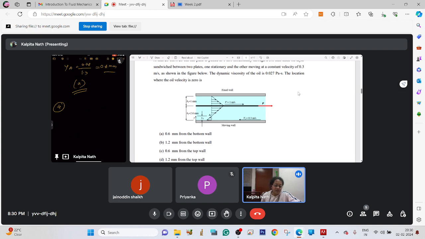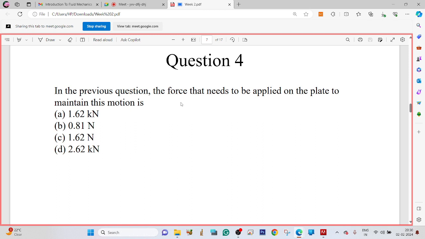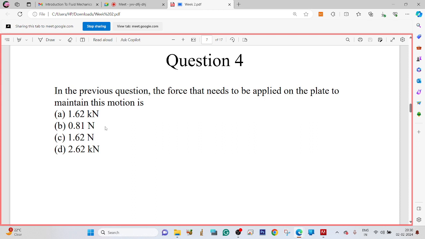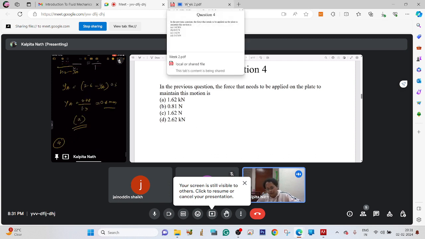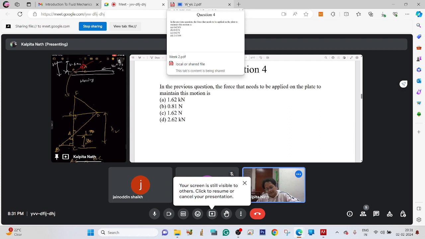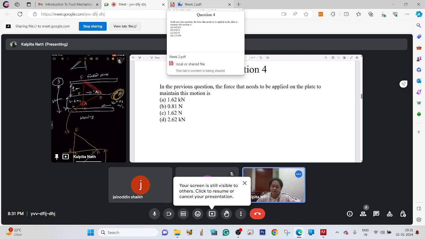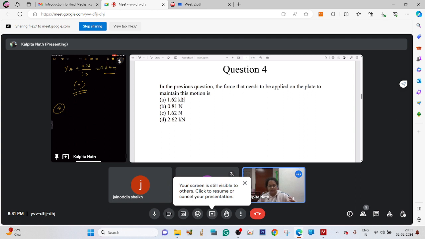Let us proceed to the next question now. In the previous question, the force that needs to be applied on the plate to maintain the motion is which of the following? The force we are applying on this plate, this F, we need to find out. So I'll give you 2 minutes. It's very simple.